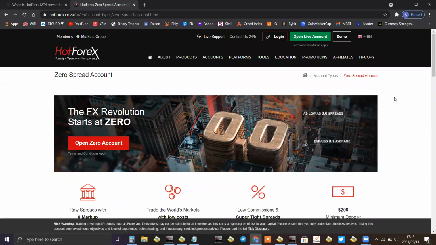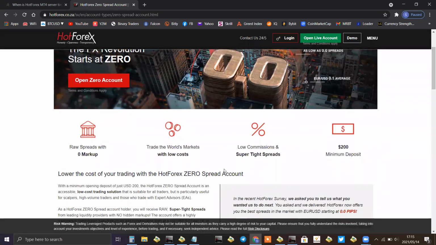All right, guys, I want to show you something. There's this account, you've probably heard of it. It's called a zero spread account. Let me give you an example of what exactly it does. So here, they say you need a minimum of $200 to start trading with this account. But it's good for high volume traders. It's good for scalpers, but it's also good for those who trade with expert advisors. So this is what this video is all about.